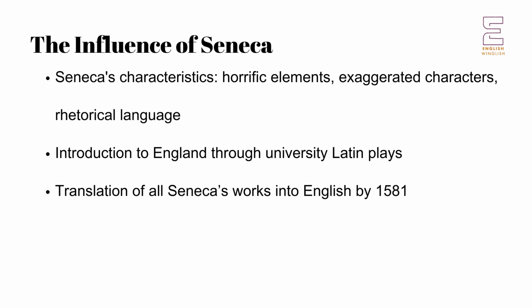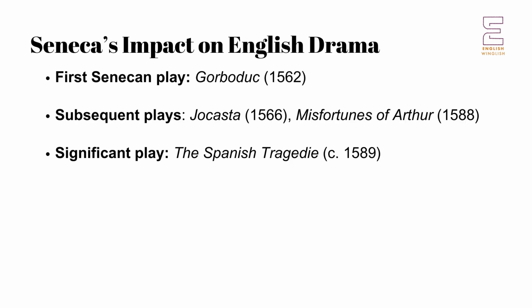Introduction to England. Seneca's influence on English drama began in the Latin plays of English universities, especially Cambridge, between 1550 and 1560. His appeal was so strong that by 1581, Seneca became the first classical dramatist to have all his works translated into English. This translation process allowed his dramatic techniques and themes to permeate English literary culture. Seneca's impact on English drama.